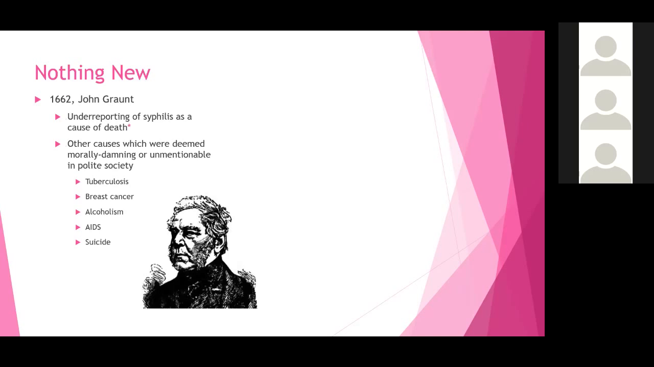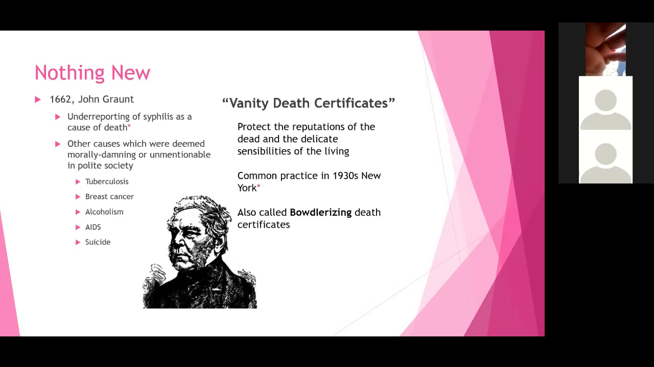So other causes that were thought to be underreported, please excuse me, because they were morally damning or unmentionable in polite society include tuberculosis, breast cancer, alcoholism, AIDS, and suicide. And this is known as vanity death certificates, where they would fudge the cause of death to protect the reputations of the dead and the delicate sensibilities of the living. And it was such a common practice in New York in the 1930s that the city had to start creating a second confidential report of death that had the actual cause of death on it.